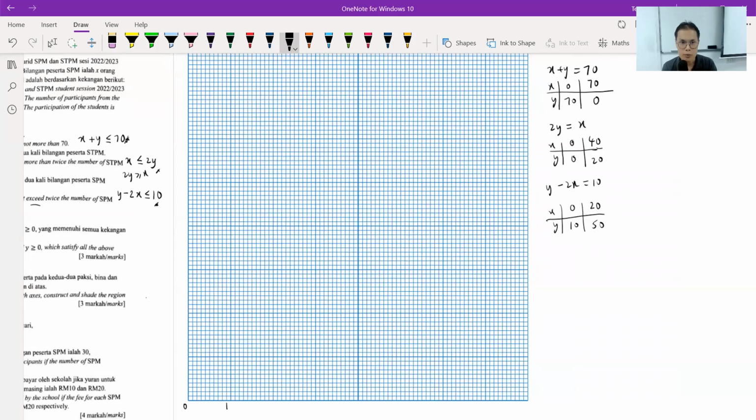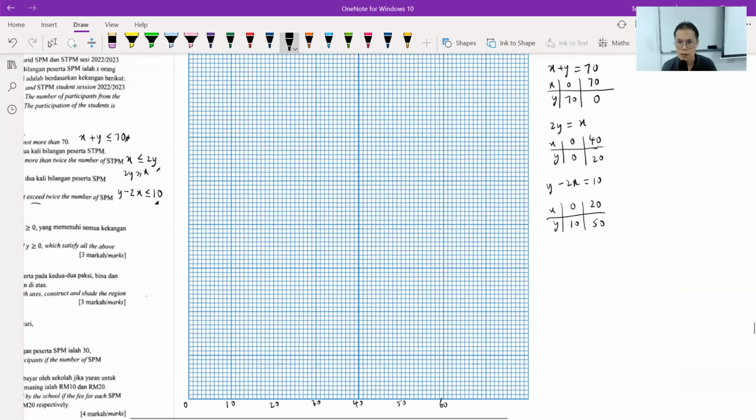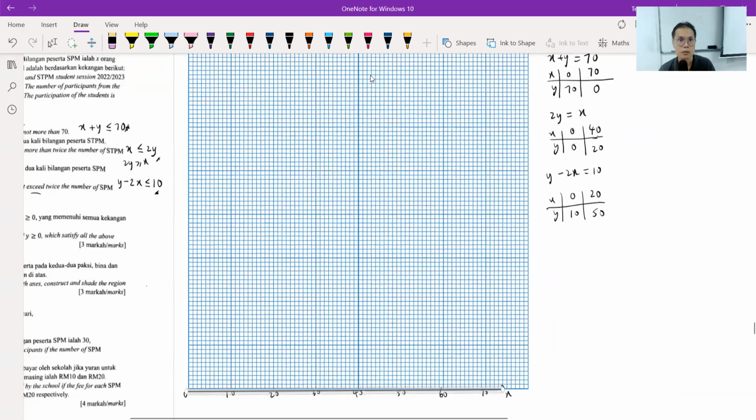But the scale is quite obvious. We have used the standard in the question, so I think it's stated 10, 20, 30, 40, 50, 60, 70. I need to go up to 70, because the largest x value I have is 70. All right, let me draw the line here, from here to here, 70.